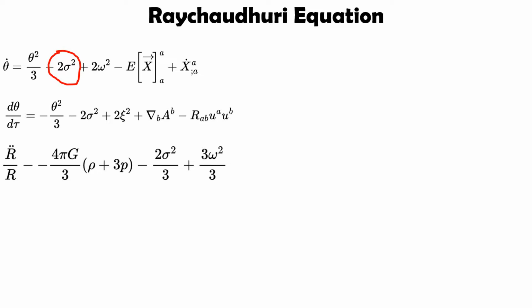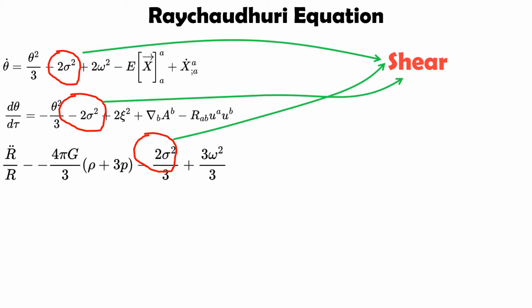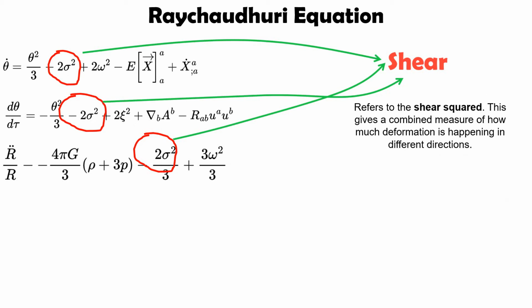Here you will see something called sigma squared, which is common in all those three equations. Remember, these are different ways of writing the same Raychaudhuri equation, but they are sometimes reduced with certain Greek alphabets to make things easy. This sigma denotes one very important thing, which is called shear. It is not only shear, it is shear squared. This gives a combined measure of how much deformation is happening in different directions.